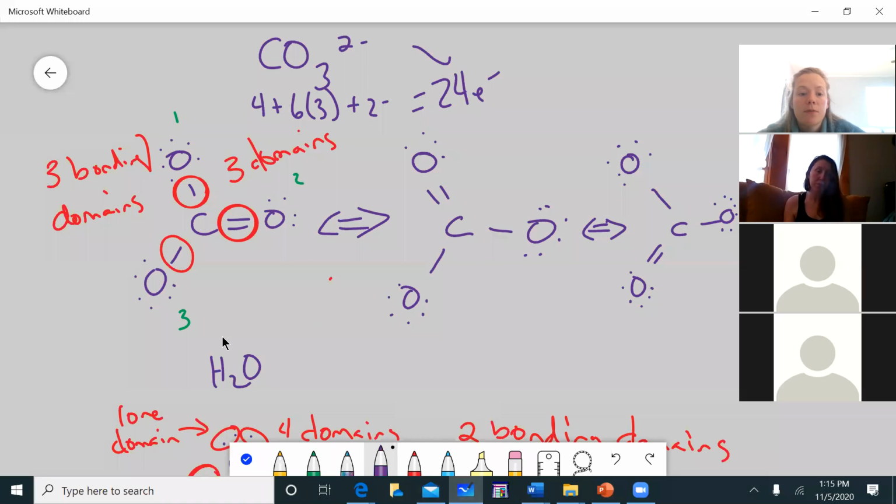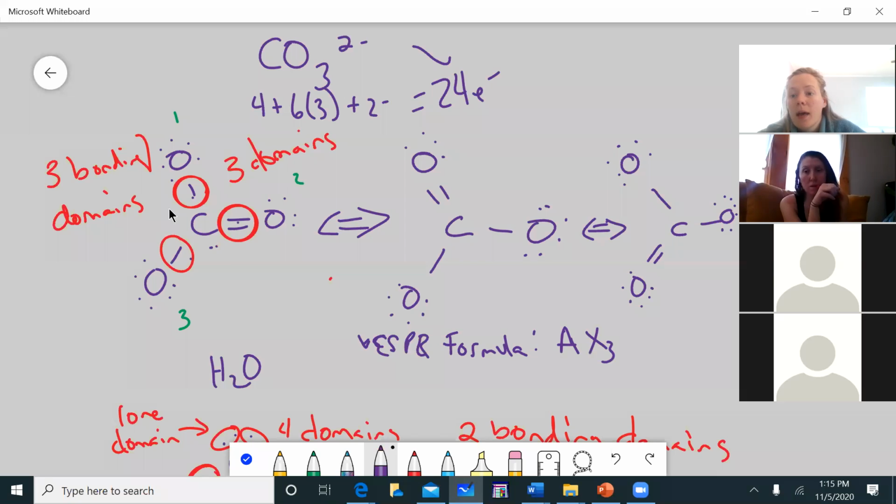So if I'm looking back over here at our 2 examples, for carbonate, I have 3 bonding domains. So if I'm going to write the VSEPR, valence shell electron pair repulsion formula, I'm going to write the letter A always. And then I'm going to write X. X is talking about bonding domains. So here I have 1, 2, 3 bonding domains. Do I have any lone pairs on the central atom? I don't, so I don't need to include an E. And so when you see something that says AX3, that means 3 bonding pairs around the central atom.